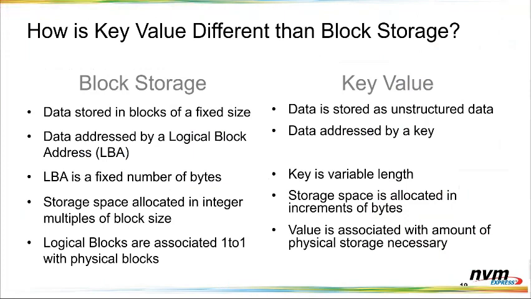In block storage, storage space is allocated in integer multiples of block size. In key value, your storage space is allocated in increments of bytes. So again, you can have a 1 byte or a 25 byte value that you associate with a key. In block storage, logical blocks are associated 1-to-1 with physical blocks, while in key value, the value is associated with an amount of physical storage necessary.